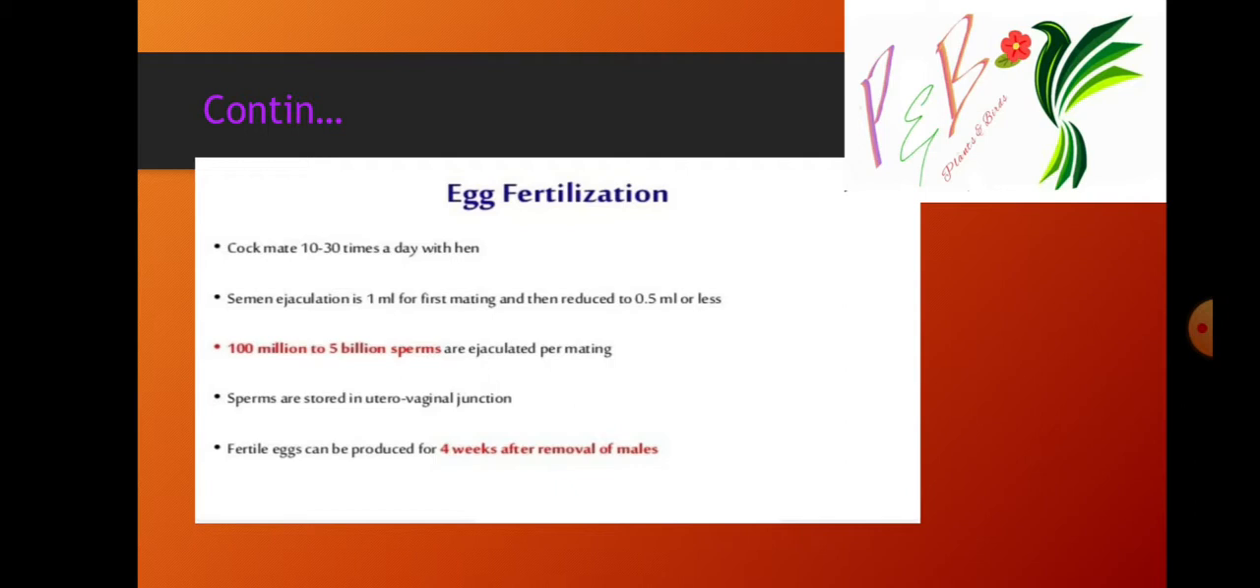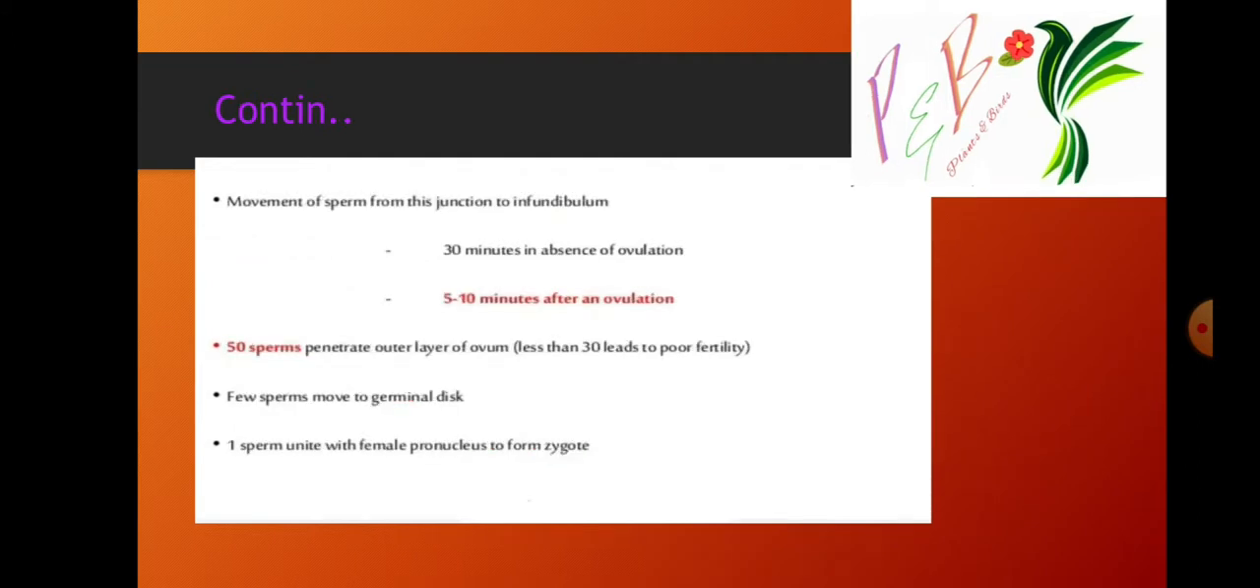Fertile eggs can be produced for 4 weeks after removal of males. This is to be maintained in our mind. Movement of sperm from this junction to the infundibulum takes 30 minutes in the absence of ovulation. If ovulation is not there, then it will take 30 minutes to move the sperm from the utero-vaginal junction to the infundibulum.